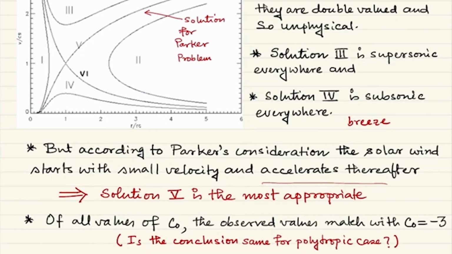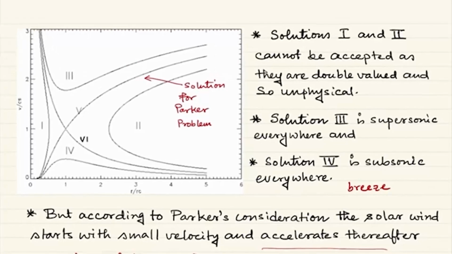When you do the polytropic case, just think and check: is the conclusion the same for the polytropic case? That means, if there are these 6 types of solutions and only one type is the physical one and the others are not, does the same story continue there, or is it a different story? So that's the research part. Something I will do here, but you have to think a bit beyond what is done in the lecture.